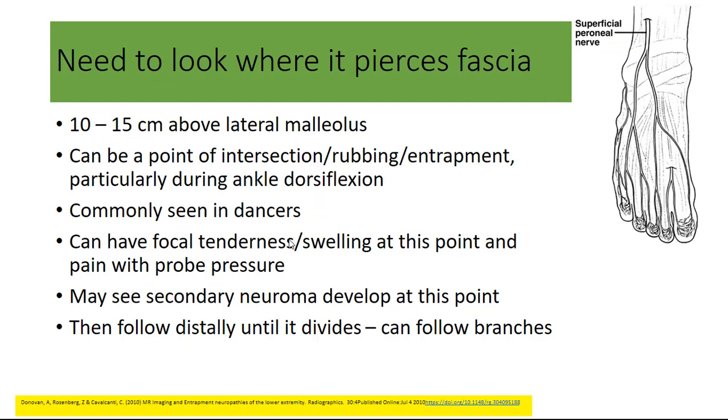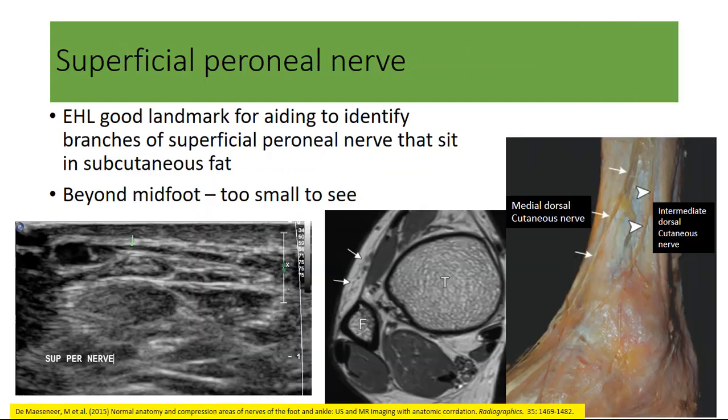of the foot. It can get some entrapment as it comes through the fascia here, and it can get some rubbing with dancers, and we can get some swelling of the nerve at this point, and we can get swelling of it if it gets impinged externally from even shoes and boots and things like that. And so you can see a secondary neuroma develop.